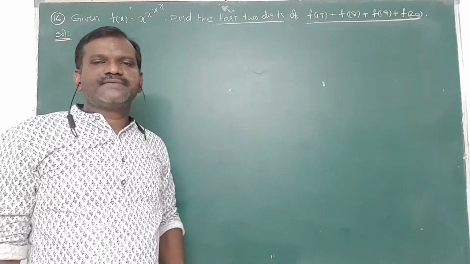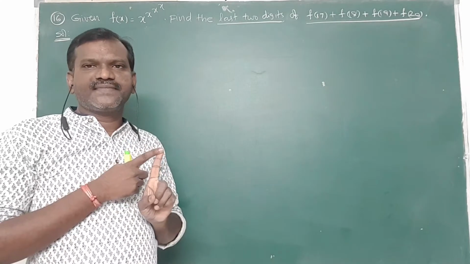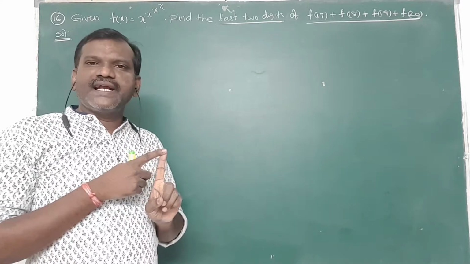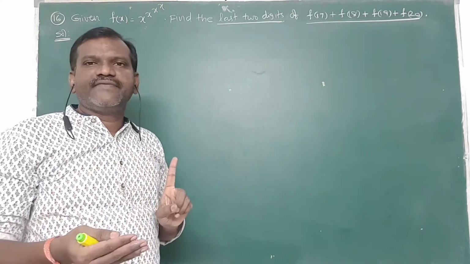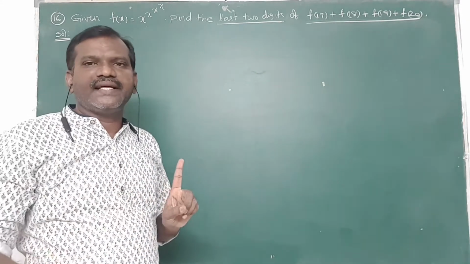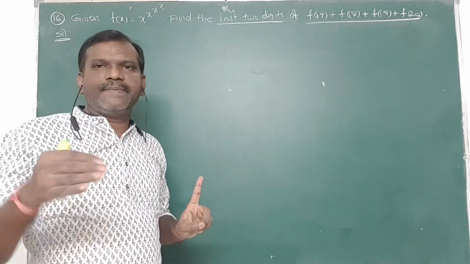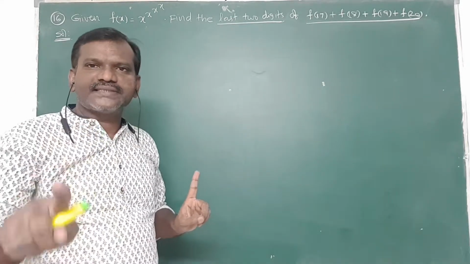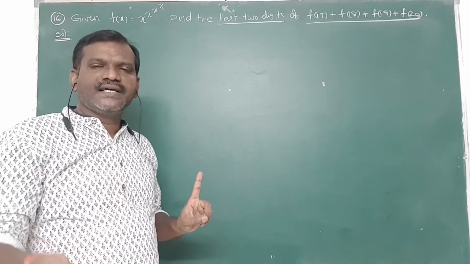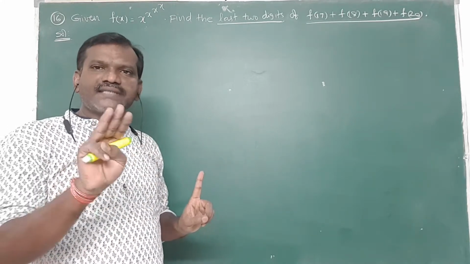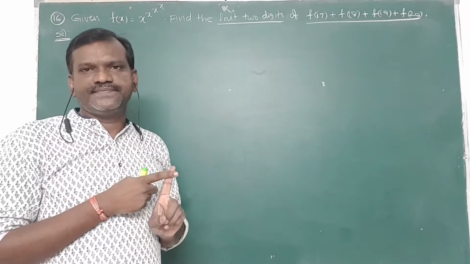Here the concepts involved are, first concept: when we want the last two digits, it means when a number is divided by 100, the remainder is the last two digits. When it is divided by 10, the remainder is the last digit. When it is divided by 1000, the remainder is the last three digits. This is the first concept.